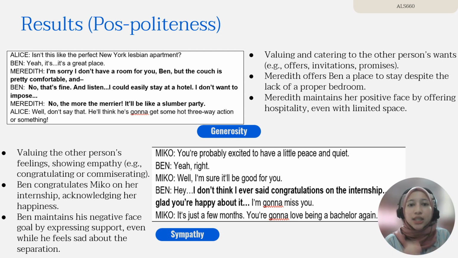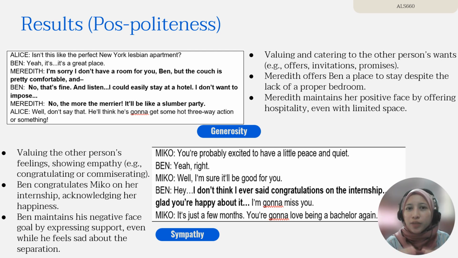Now, in this scene, Ben is staying with Meredith and Alice in New York. When Ben sees the small apartment, he's a bit hesitant because there's no guest room. Meredith, noticing this, quickly offers the couch as an option, apologizing that she doesn't have a proper bedroom for him. This might not seem like the most generous offer, but it still shows that she cares. But there's more going on here.